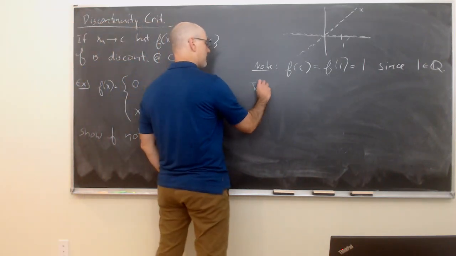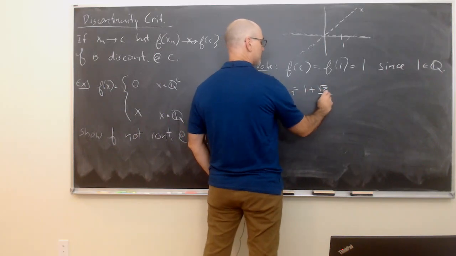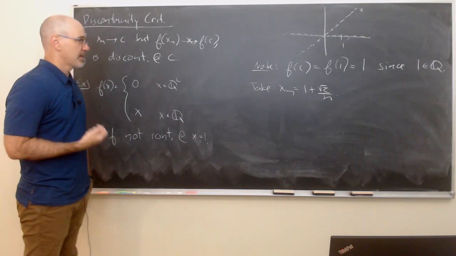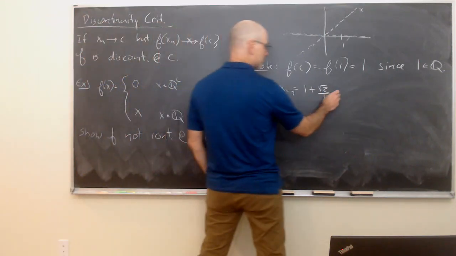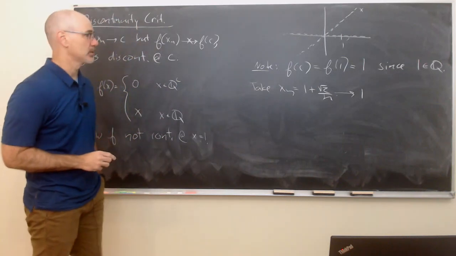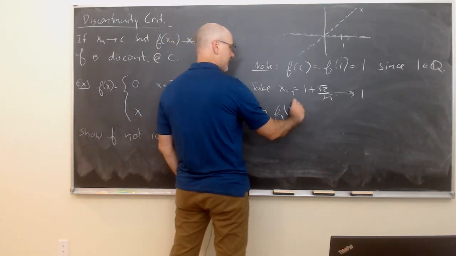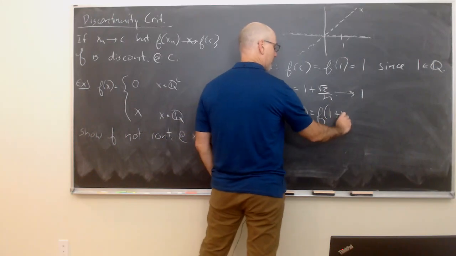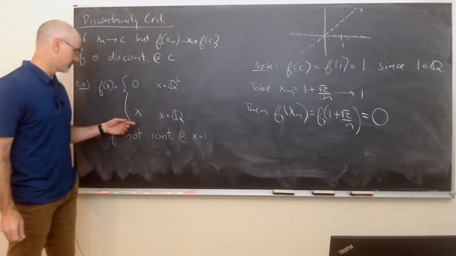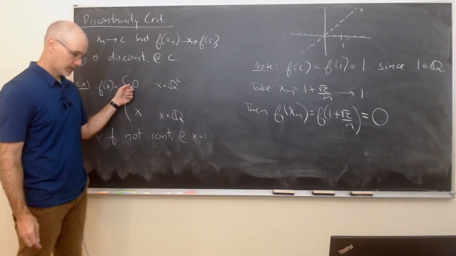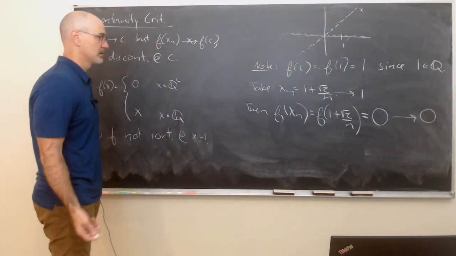So let's take x sub n equal to, say, 1 plus root 2 over n. That has to be irrational because root 2 is irrational and n and 1 are rational. Note that this goes to 1 because root 2 over n goes to 0. So now let's look at what the function does to f of x_n. Well, no matter which n I choose, if I plug an irrational number in for x, I get 0 out. And so I get 0 for all of them. That's a constant, so that limit is 0.